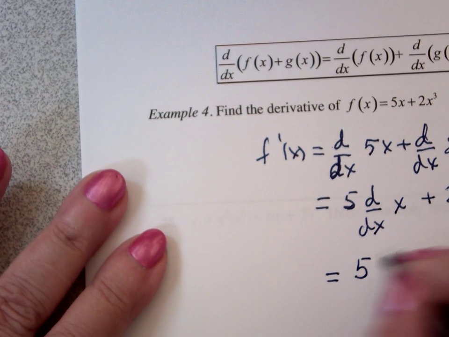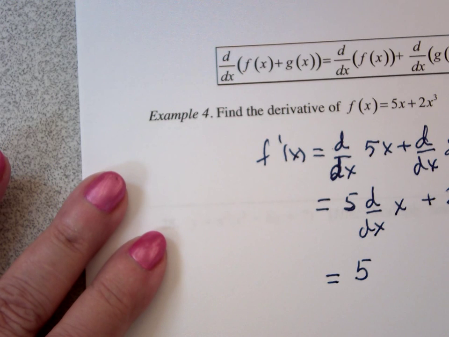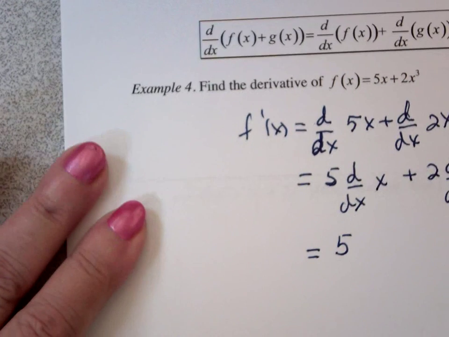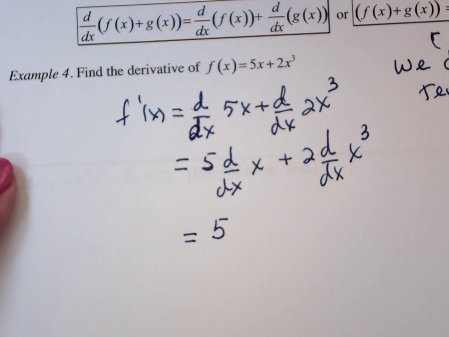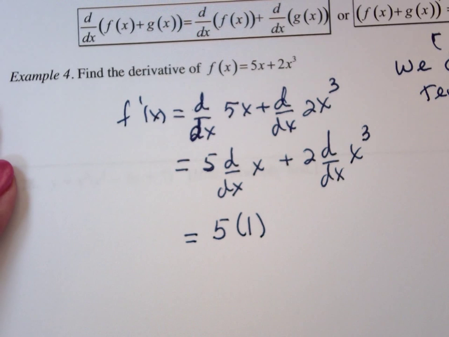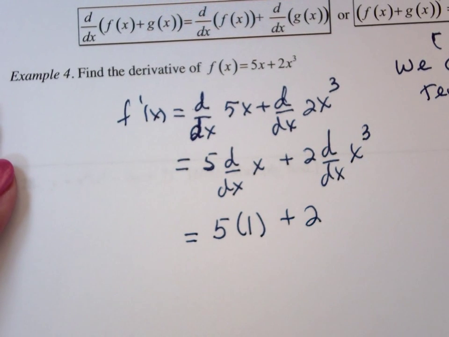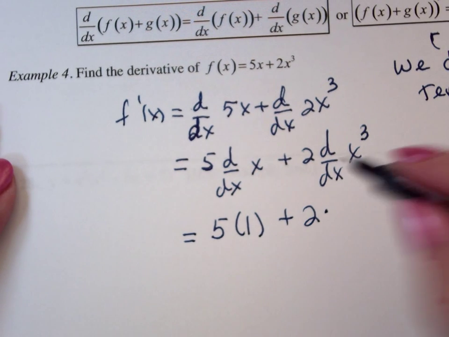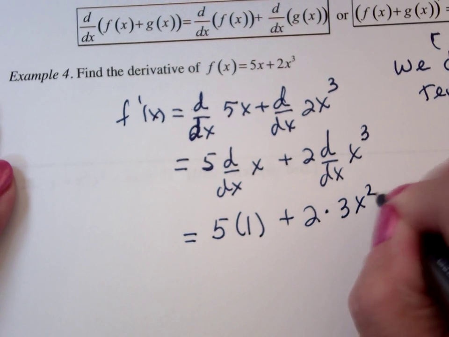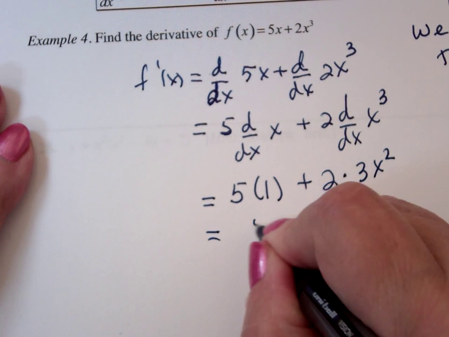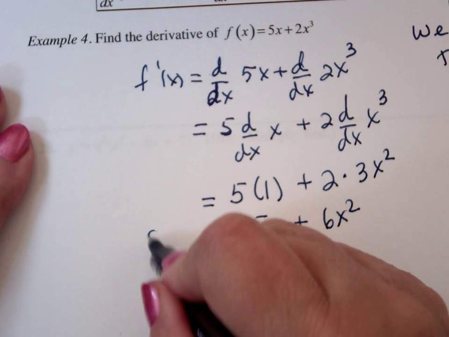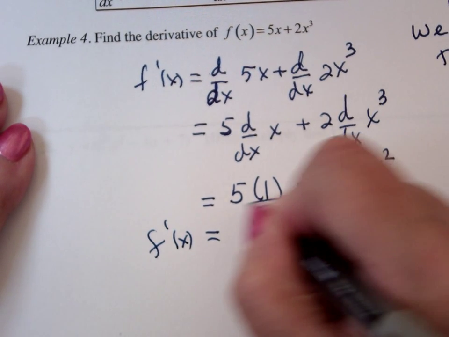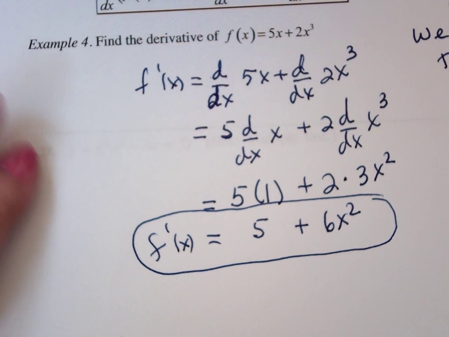which is 5 times, what's the derivative of x with respect to x? That's dx. Oh, sorry. What's dx divided by dx? 1. Plus 2 times, what's the derivative of x cubed with respect to x? 3x squared, which is 5 plus 6x squared. That's a lot of work.